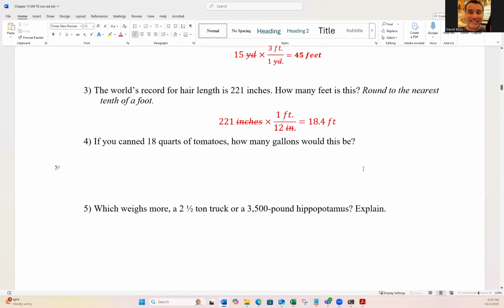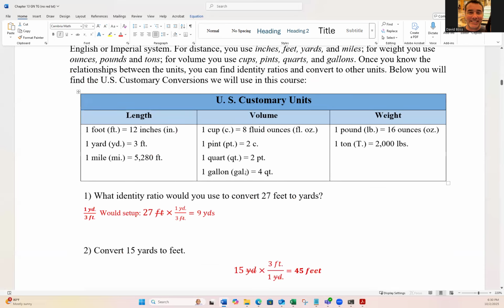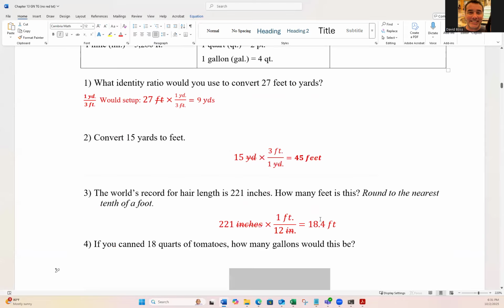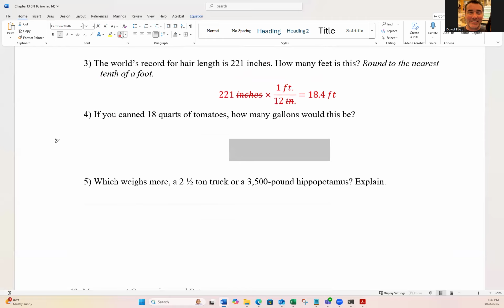If you canned 18 quarts of tomatoes, how many gallons would this be? We have to look at our chart. Quarts to gallons, 4 quarts in a gallon. So we're going to want to use 1 gallon over 4 quarts because we want quarts to cancel out. So we have 18 quarts divided by quarts, which leaves us with 18 times 1 gallon divided by 4, which is 4.5 gallons.